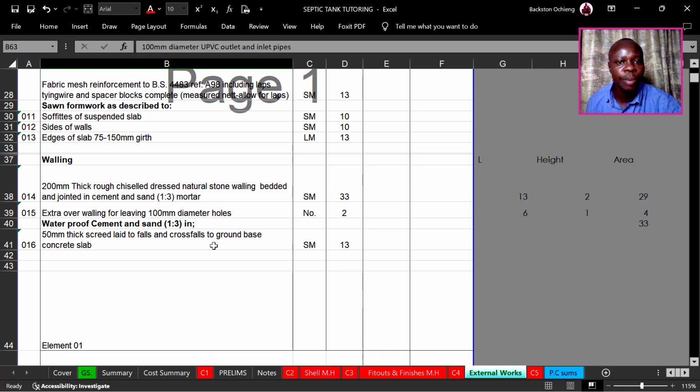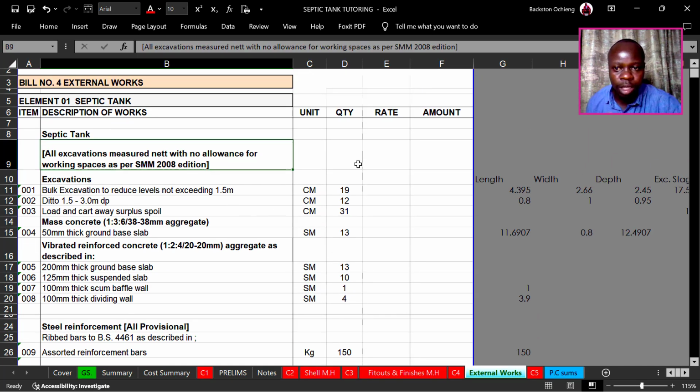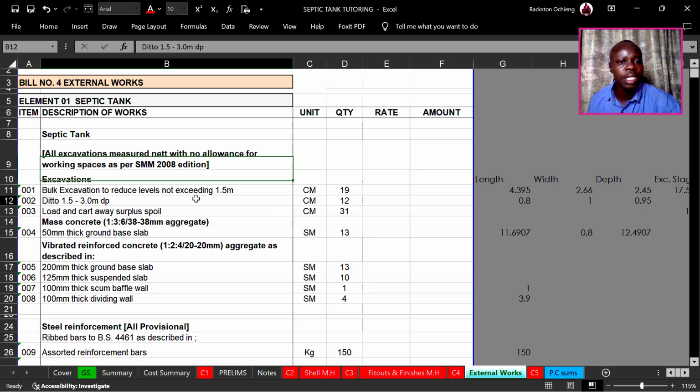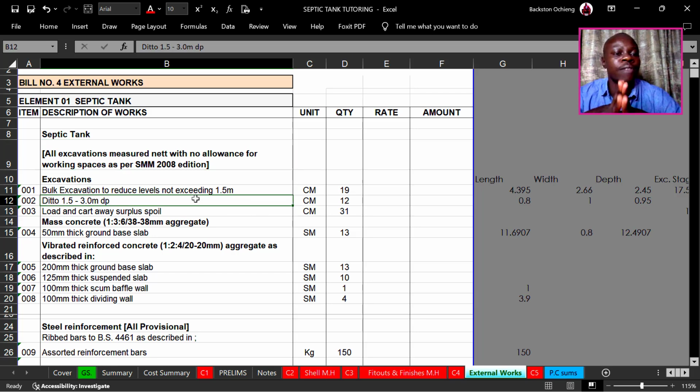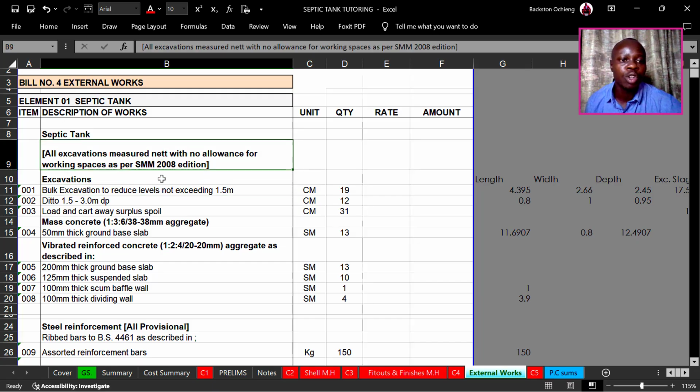But one very important bit that we'd also like to see is keying in the rates so that we can see the approximate cost of a septic tank. The rates that I'm going to use here are my personal rates that I've built over time, and you might have different rates depending on the location and so many factors, such as whom you are buying from. Quality of the items you're using will also determine the rate that you're going to use.